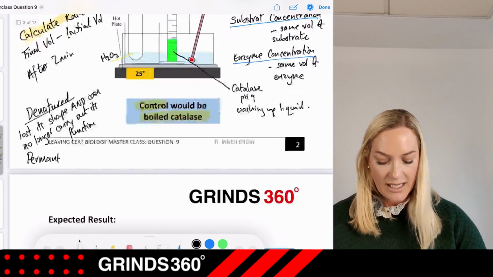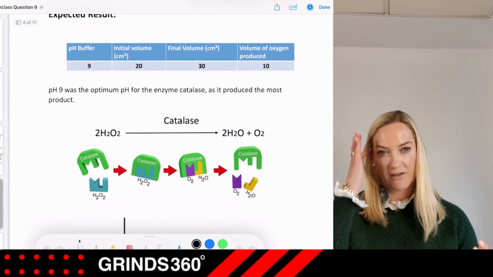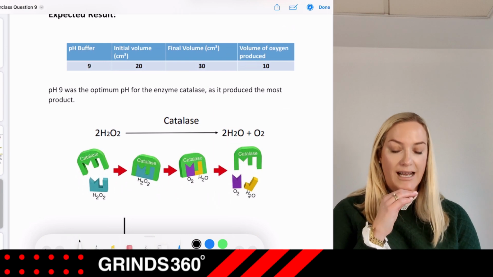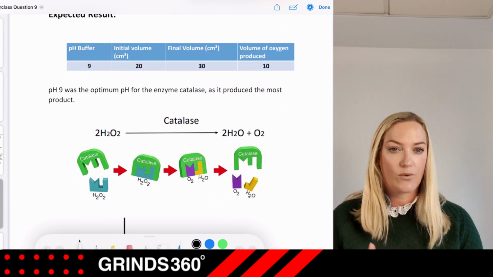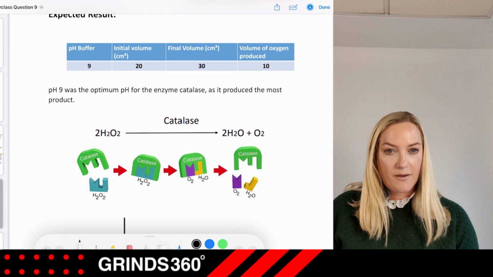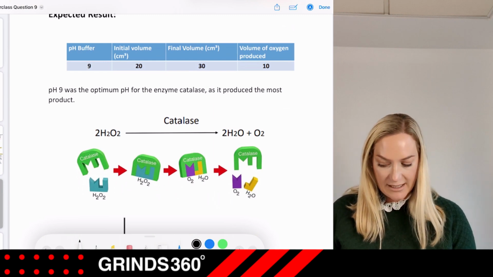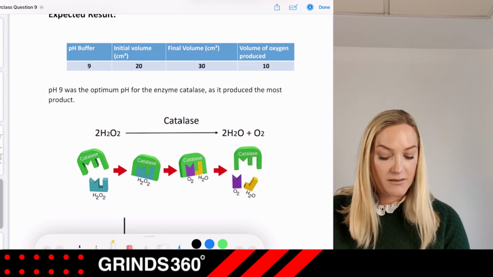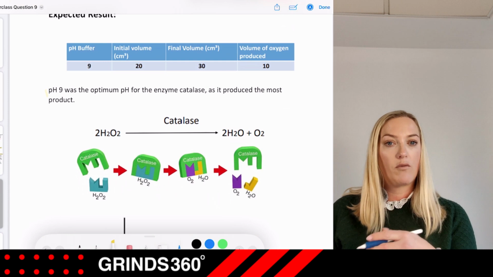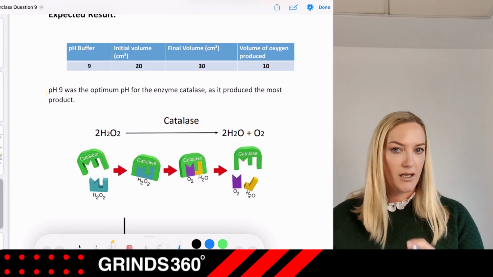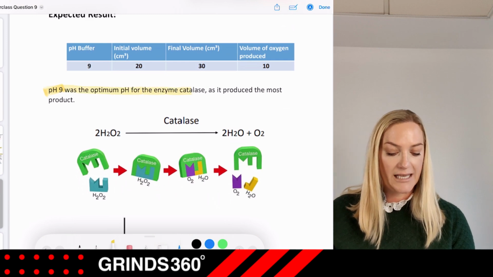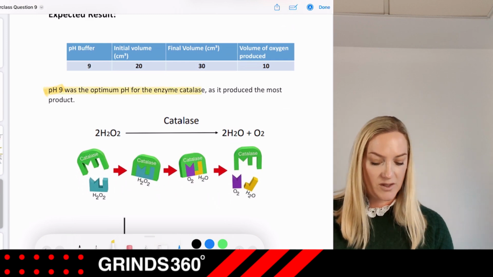Okay, so the next page is showing your possible results. They're not going to ask you for results like this where you have figures. It might ask what was the optimum pH for this activity. Somebody might have used pH 9 and somebody might use pH 10. So you should find that pH 9 or 10 was the optimum for the catalase. Why? As it produced the most product.